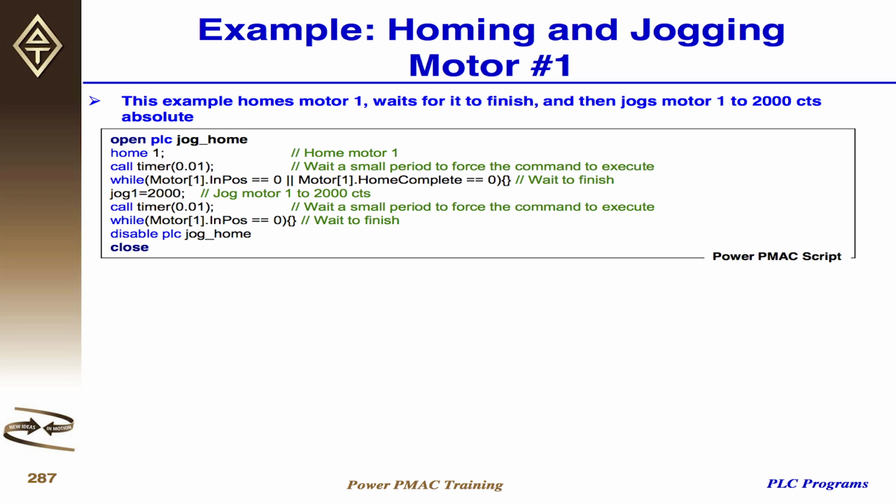So once you have finished the home, both of these bits will become 1. The while loop will break out, and then we issue a jog command, jog1 equals 2000. So we want motor 1 to go to 2000. Same thing, we want to issue a small timer delay to make sure the jog has started before polling the in-pause bit. And then once the in-pause bit becomes 1, we disable the PLC with the disable PLC command, and then the PLC ends.